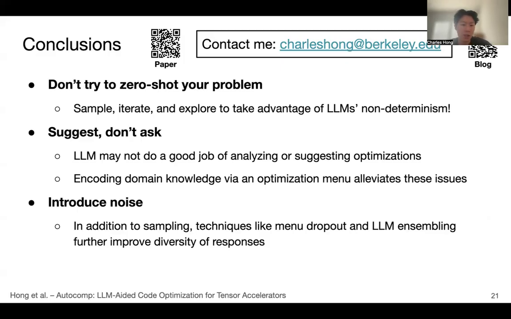So don't expect the LLM to solve your entire problem. The LLM might not do a good job of analyzing or suggesting optimizations. And in our case, encoding domain knowledge via this optimization menu helped solve these issues. And it's really helpful to introduce noise, is what we found. So in addition to just sampling, techniques like the menu dropout and LLM ensembling helped improve the diversity of responses further. So definitely reach out if you have any questions, and thanks for your time.